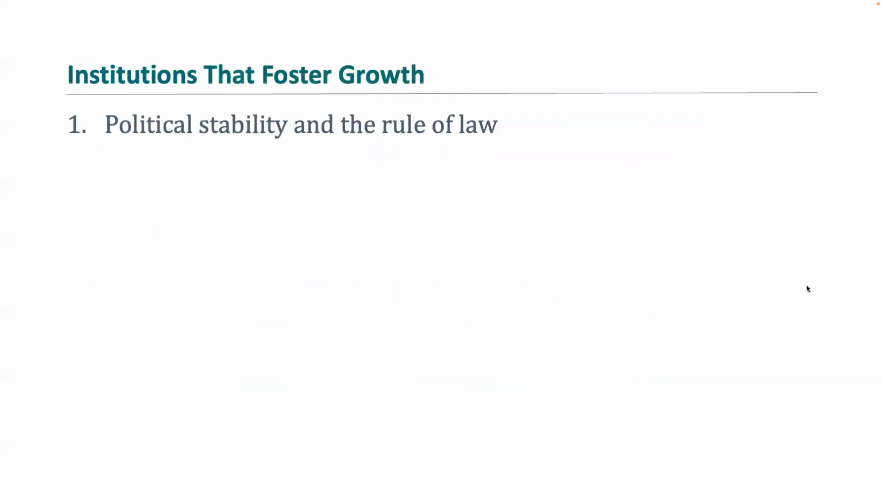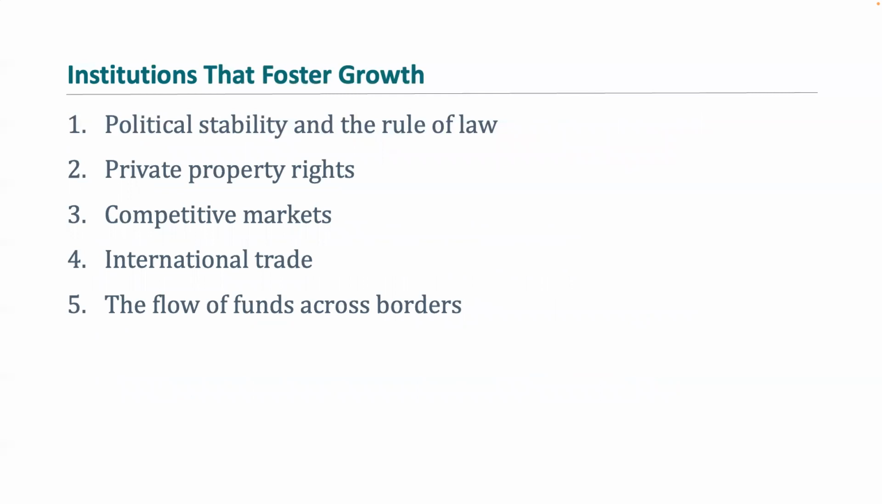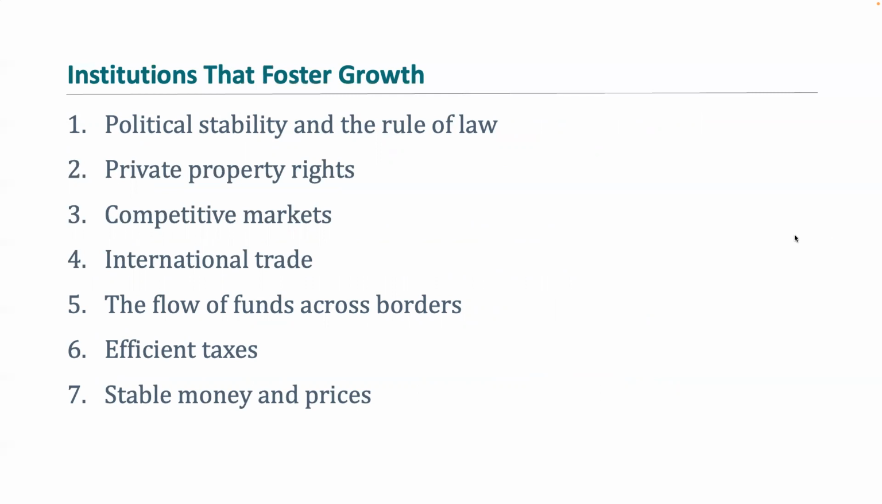Some institutions that do foster growth are political stability and the rule of law, private property, competitive markets, international trade, funds that are able to flow across borders, efficient taxes, and stable money and prices. These are all things that are very important to foster growth. And these are going to be the institutions that really do help a country to grow their GDP overall.